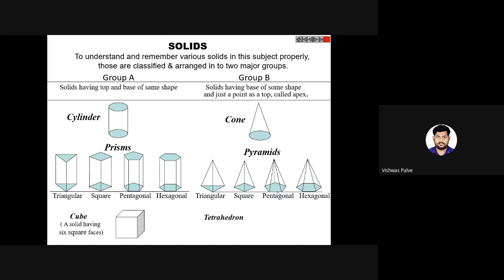Then next is the tetrahedron. What is a tetrahedron? All four sides are made up of triangles. It is a solid made up of four equilateral triangles. Whenever it is made up of four triangles, we can say that it is a tetrahedron.